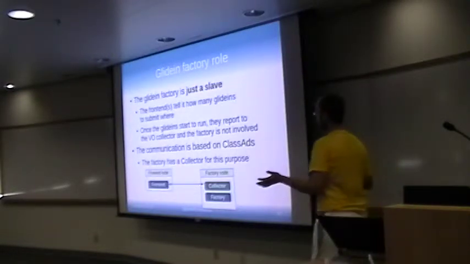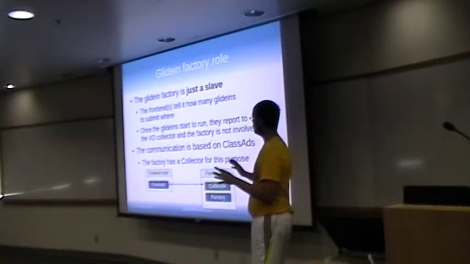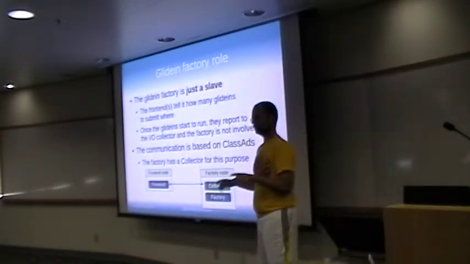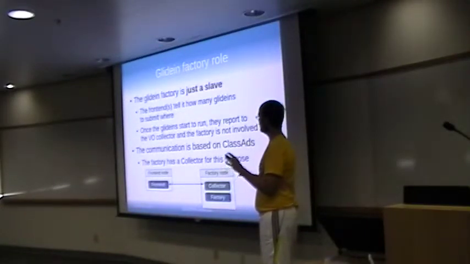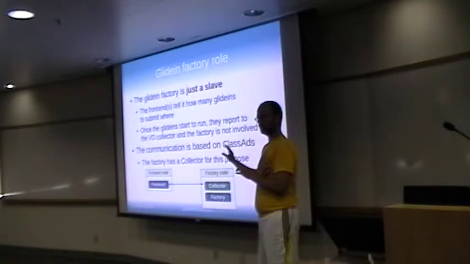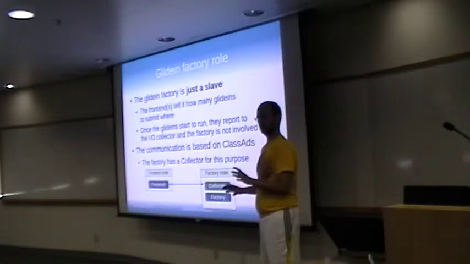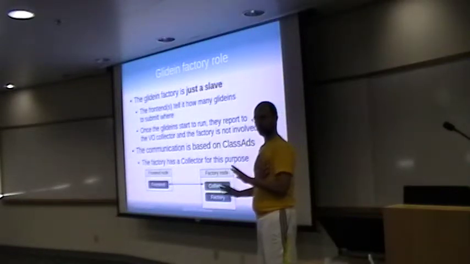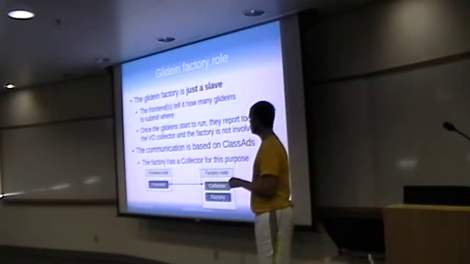So what is the factory role? We've seen it's one of the three pieces. The factory is really just a slave. It may seem weird, but it really is the slave. It knows where to submit, but it will not submit on its own. The front end tells how many glideins to submit where. The factory will not do anything by itself. It's just a passive subject.